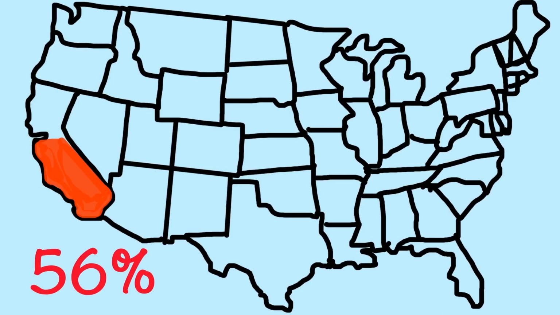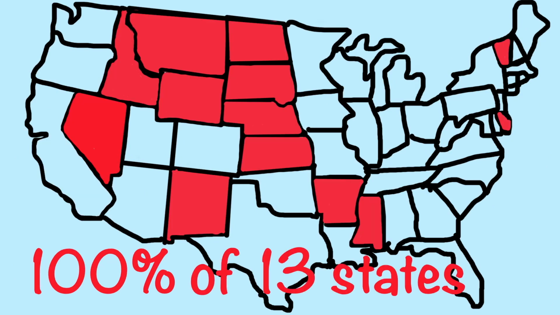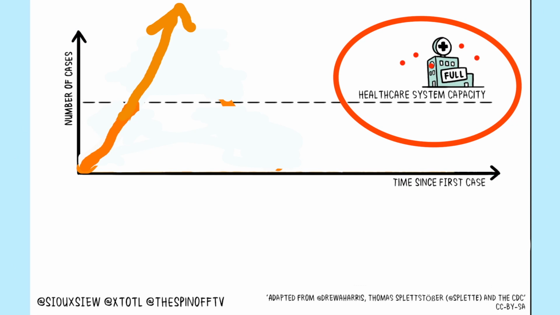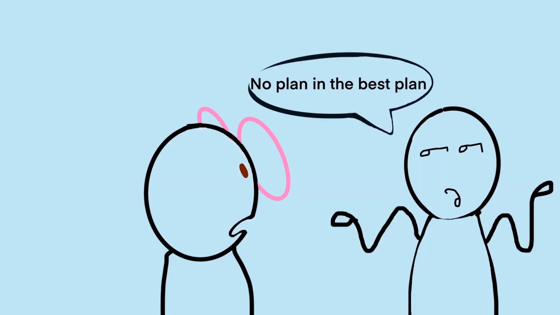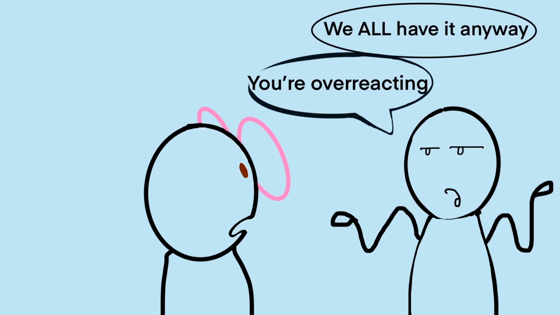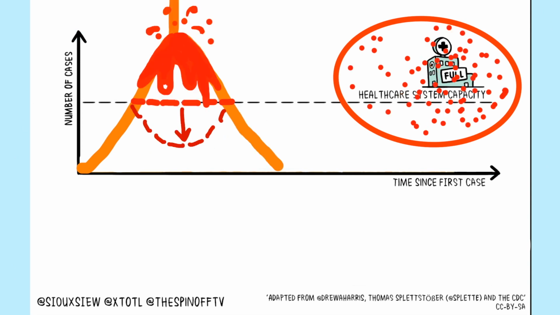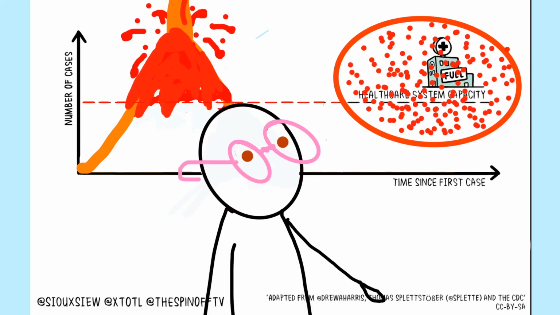To give you an idea, 22 million cases is like 56% of California being infected, or 100% of 13 states across the United States being completely infected. That is 22 million. This guesstimate can come to life if we do not change our behaviors, if the state does nothing. Hearing other young people say, "I'm young, I'll be fine," or "no plan is the best plan," or "you're overreacting," or "I'll probably have it anyway," is exactly how COVID-19 cases will increase and come to overwhelm our healthcare system completely.